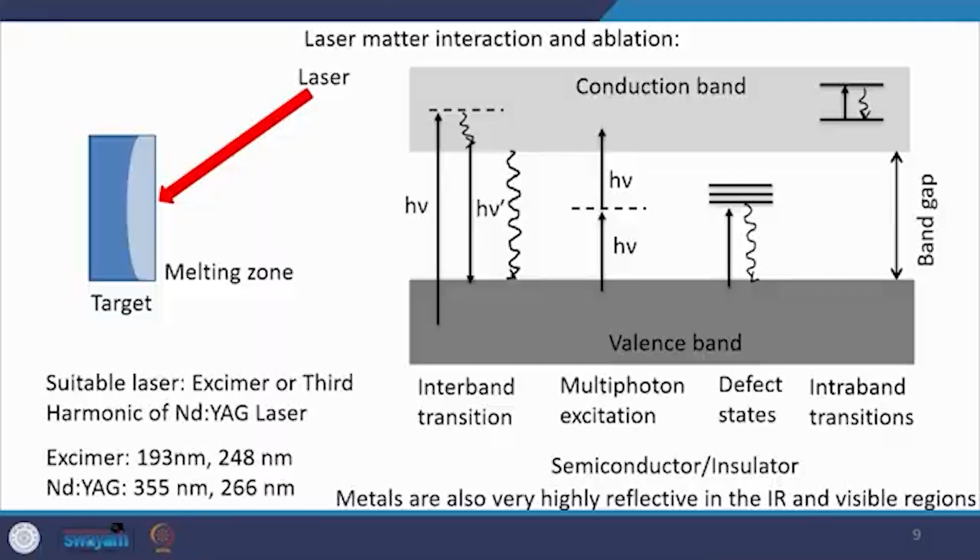Metals are generally very highly reflective in both the IR and visible regions, and even in the UV region the conduction band electrons can block the laser. So generally the pulsed laser deposition process for metals is slower than for semiconductors or insulators. With this I will just complete.